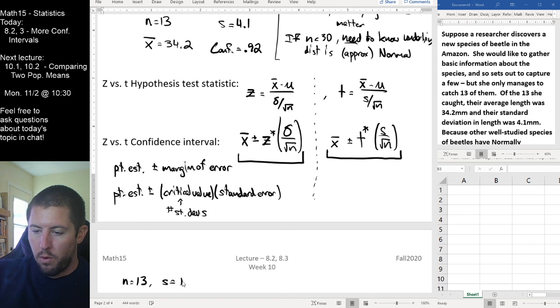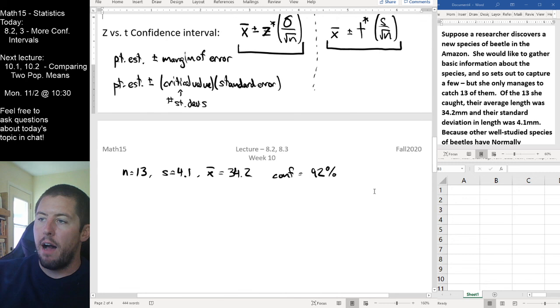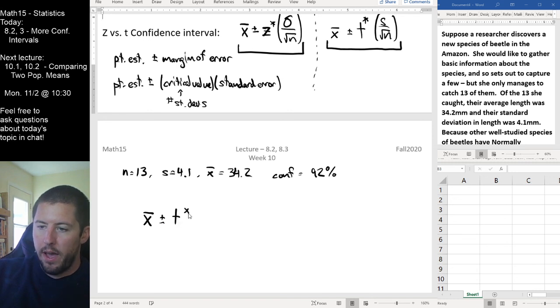We got s equals 4.1. We got x bar equals 34.2. And we've got our confidence equals 92%. We just determined that our confidence interval formation, this guy up here, we're looking to build something that looks like our point estimate plus or minus our number of standard deviations away to the boundary according to our confidence, times the length of one standard deviation according to our T distribution.